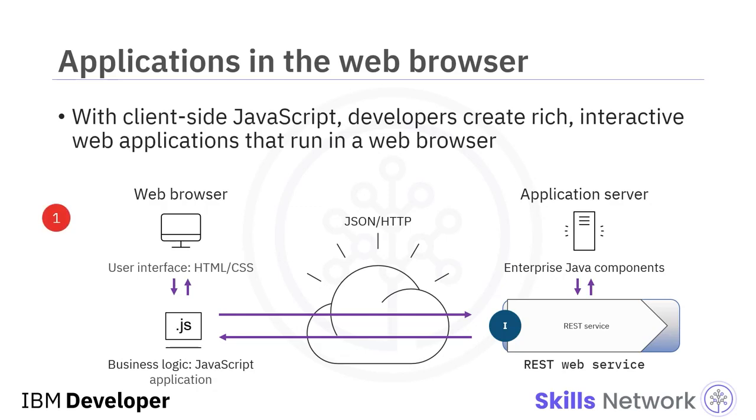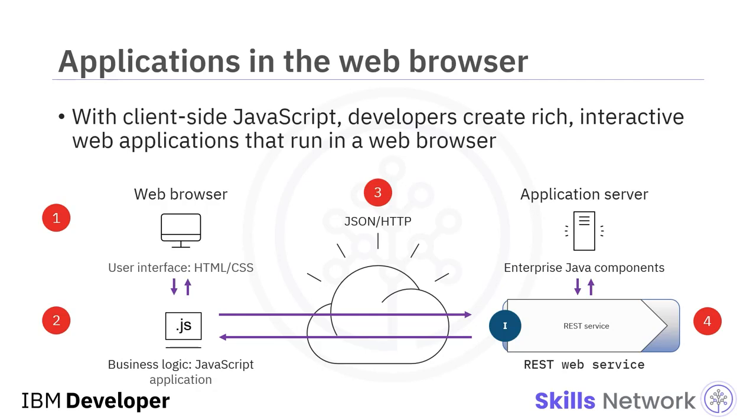In Step 1, the user interface is rendered using HTML and CSS. When the user selects an option in the web page, it triggers business logic written as a JavaScript application. The JavaScript application sends a web service request using JavaScript Object Notation, or JSON, over Hypertext Transfer Protocol, HTTP. On the server, a representational state transfer, or REST, web service intercepts the call.